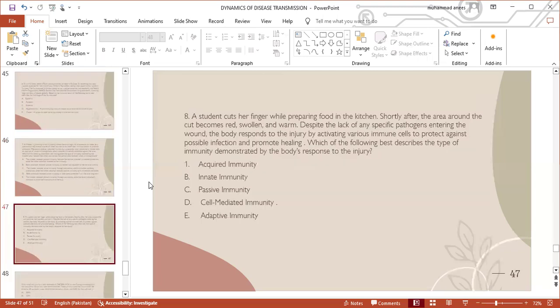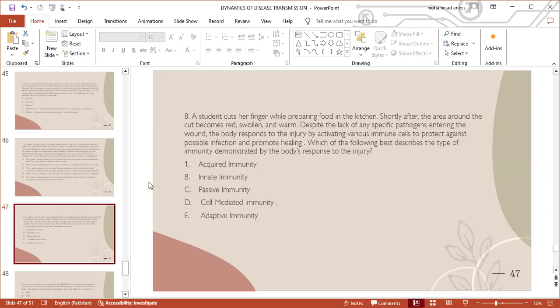8. A student cuts her finger while preparing food in the kitchen. Shortly after, the area around the cut becomes red, swollen, and warm. Despite the lack of any specific pathogen entering the wound, the body responds to injury by activating various immune cells to protect against possible infection and promote healing. Which of the following best describes the type of immunity demonstrated by the body's response to injury?